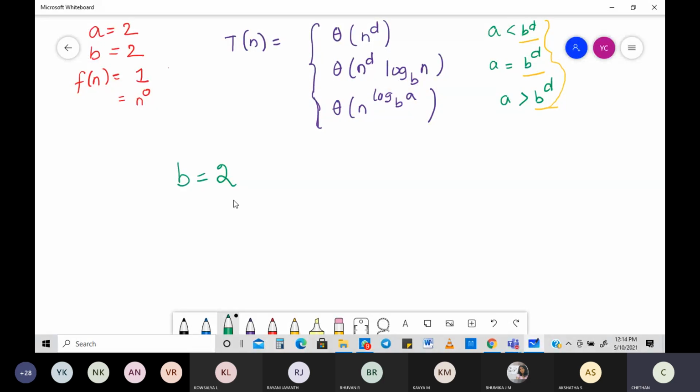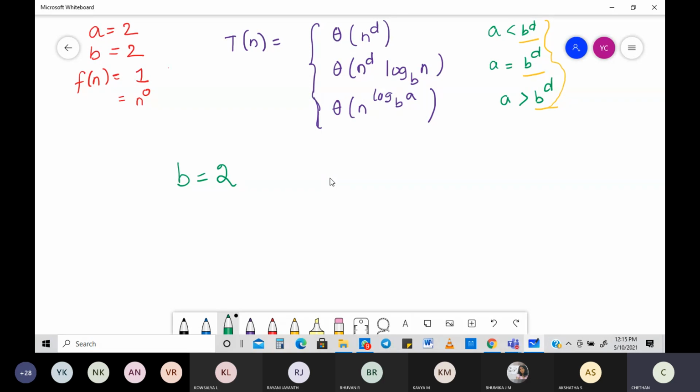Now, if I want to write something here, I have to write it in terms of B to the power of D. Okay, B to the power of D only I need to know. So where can I represent B to the power of D, or where can I get the value of D? That becomes very important now.